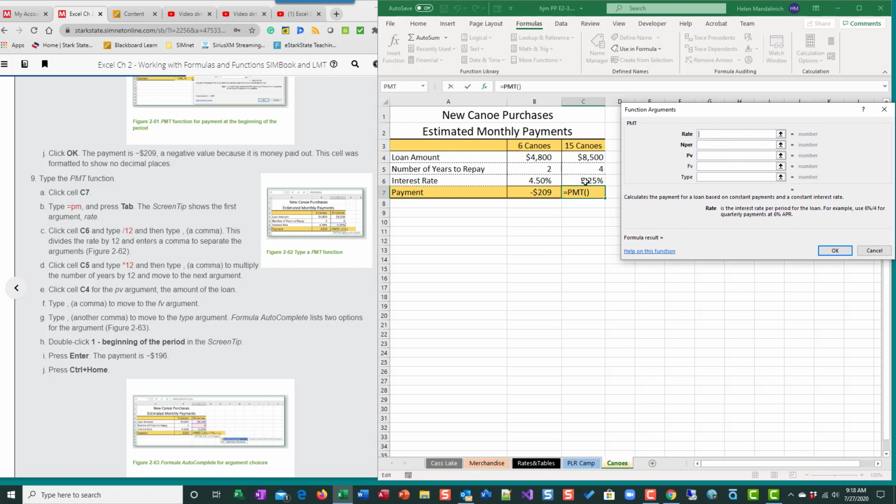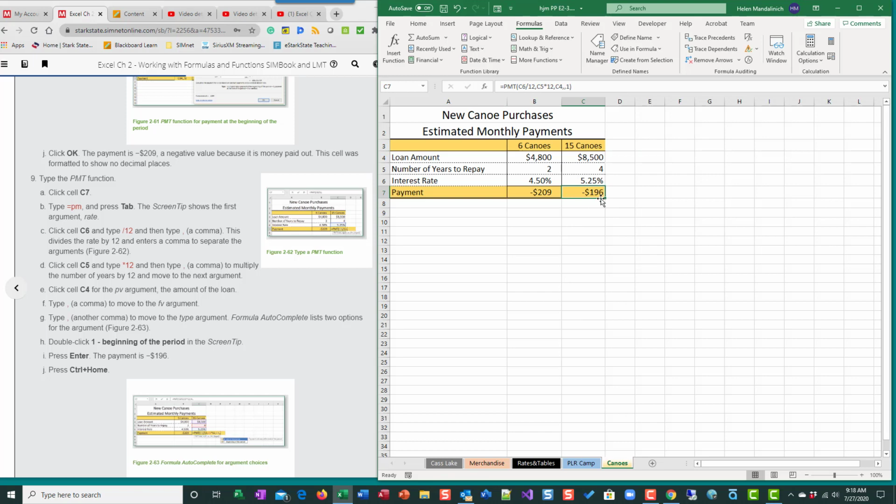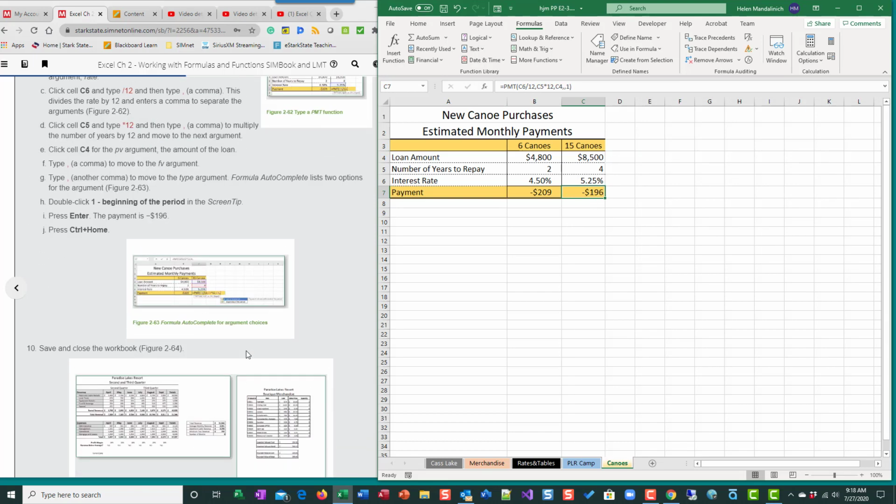So rate, divide by 12, right? Always. Number of payments, you analyze, is it given to me in years or is it given to me in months? If it's given to me in years, you multiply by 12. Present value is the amount you're taking the loan for. Looking forward, you want to make that a negative so that you get your answer as a positive. And then for this assignment, we're doing a type of 1 so that the payment is made at the beginning of the period. Go ahead and do OK, and we got 196.